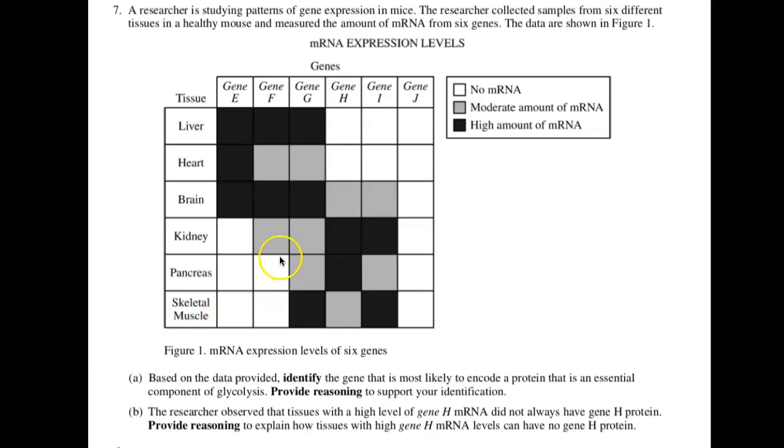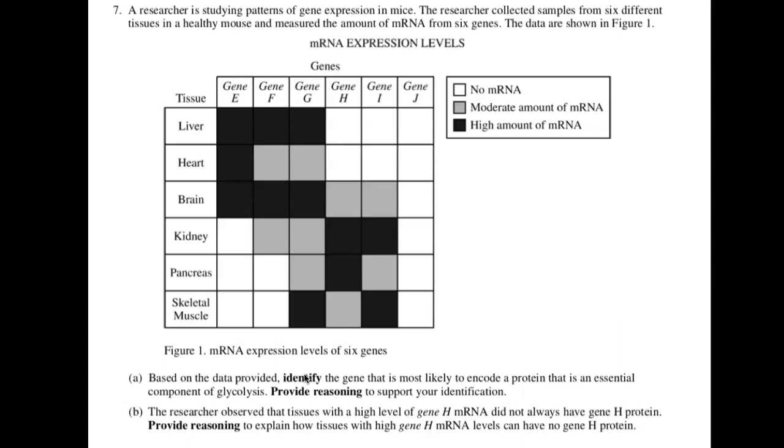And so what you would need to do is say, which one of these genes is actually active in all tissues? And it would be gene G. So you would identify gene G as the gene that's most likely to encode a protein essential for glycolysis, and your reasoning would be all tissues must perform glycolysis because all tissues must have ATP, and that would be your reasoning.